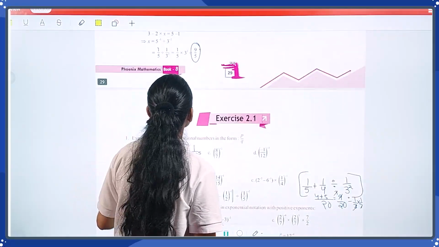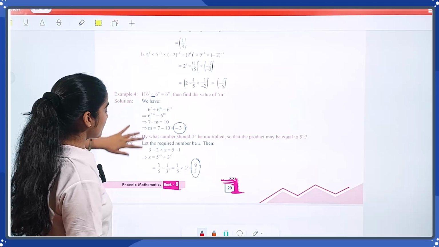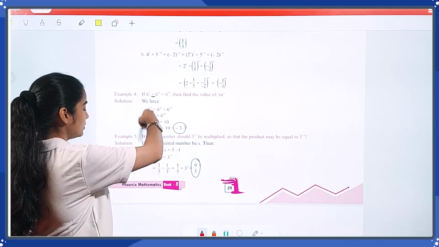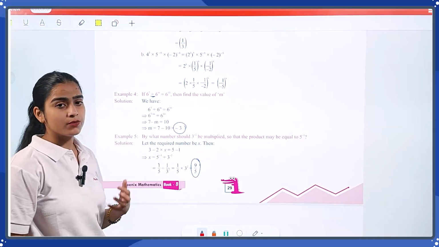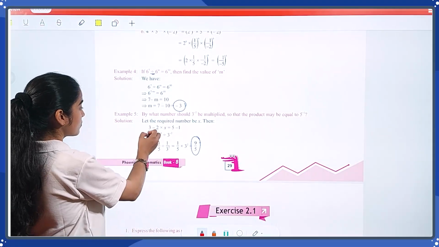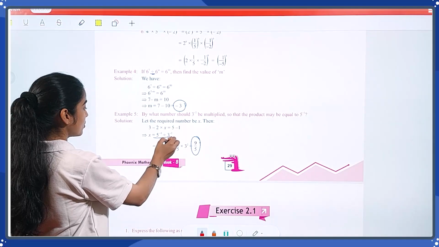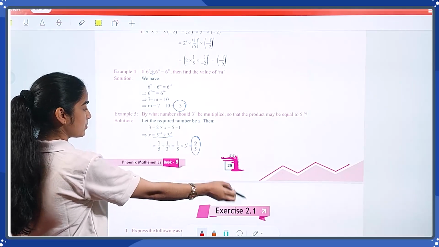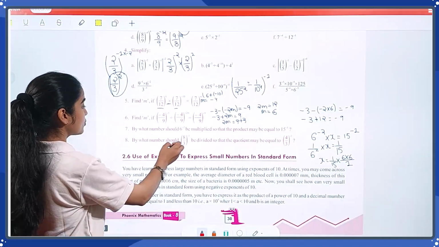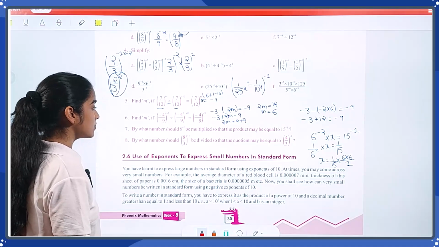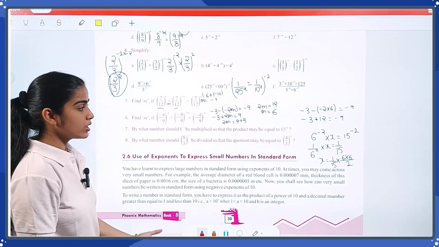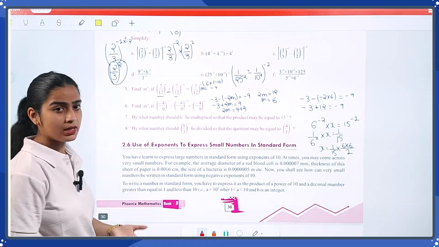Children, I already explained these types of questions in earlier examples. So if you have any doubt, keep this example, solve it one more time, and you will get your answer very quickly. By what number should 3 raised to the power minus 2 be multiplied? First you convert it like this, the same way I am doing here, and solve it. You will get your answer. Now, by what number should 8 by 3 raised to the power minus 1 be divided so that the quotient may be equal to 4 by 3 raised to the power minus 2? I already explained how you have to solve this question, so you can easily solve it.